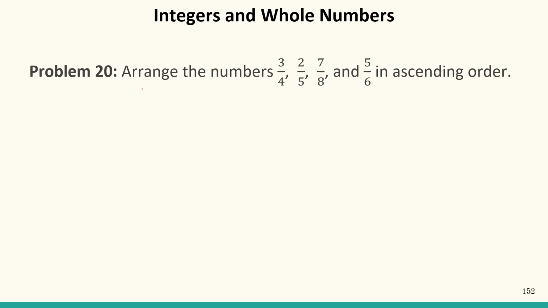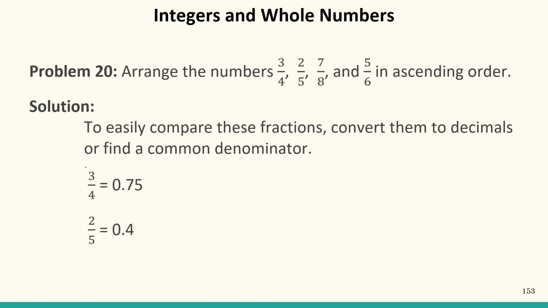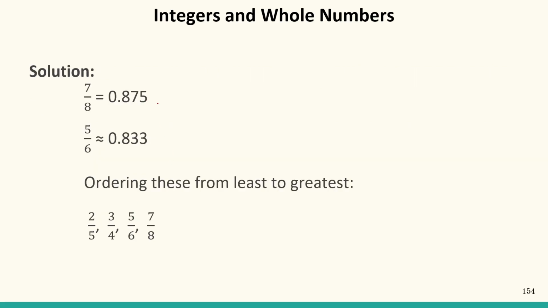So let's go forward with problem number 20. Arrange the numbers 3 by 4, 2 by 5, 7 by 8, 5 by 6 in ascending order. So 3 by 4 is what? 0.75. 2 by 5 is equal to 0.4. 7 by 8 is equal to 0.875. 5 by 6 is equal to 0.833.